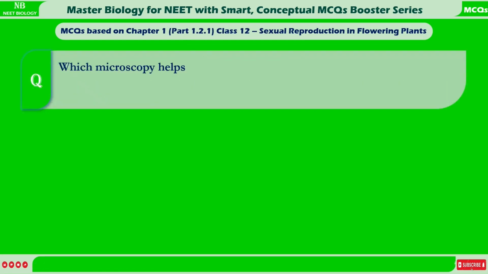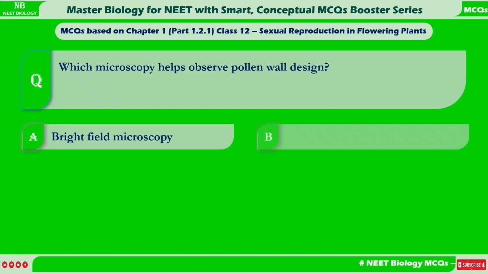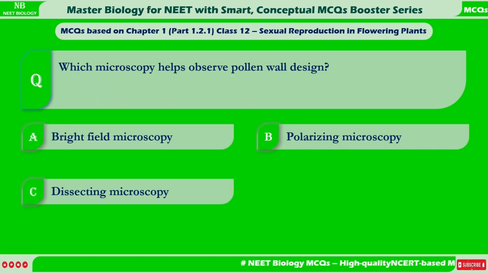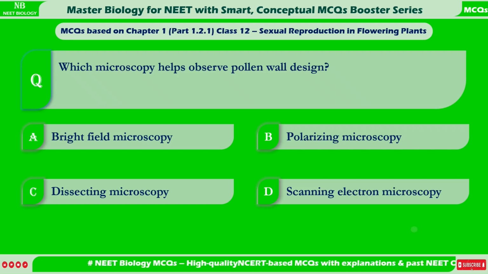Which microscopy helps observe pollen wall design? A, bright field microscopy. B, polarizing microscopy. C, dissecting microscopy. D, scanning electron microscopy.